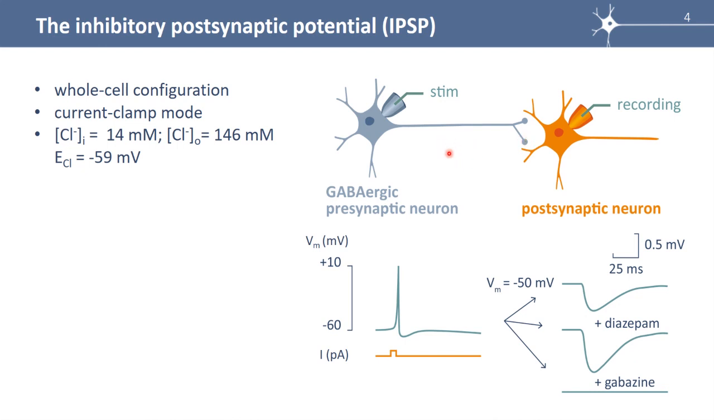To be sure that we record here an IPSP due to the release of GABA, we add in the extracellular bath a blocker of GABAergic transmission, a blocker of GABA receptor channels, gabazine, and we see that the response totally disappeared.